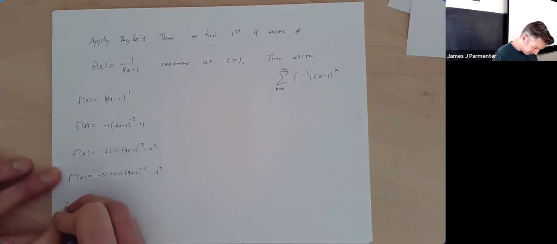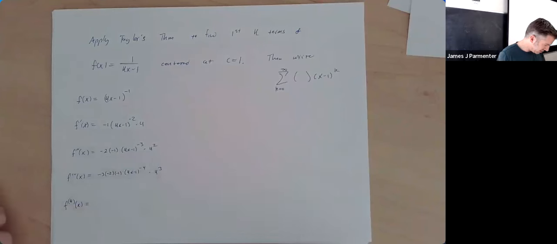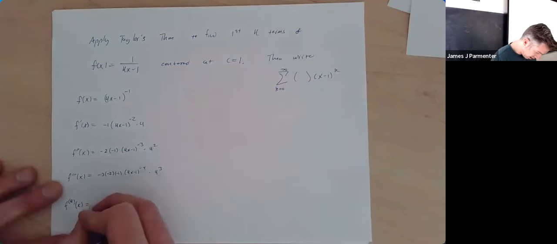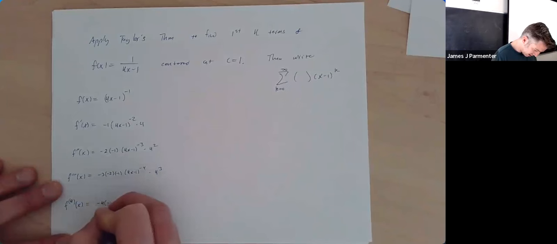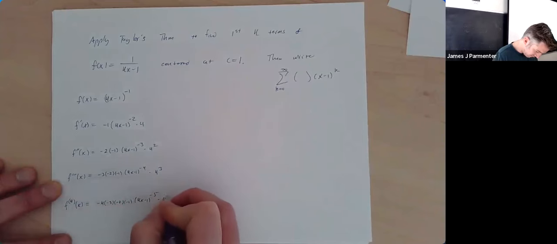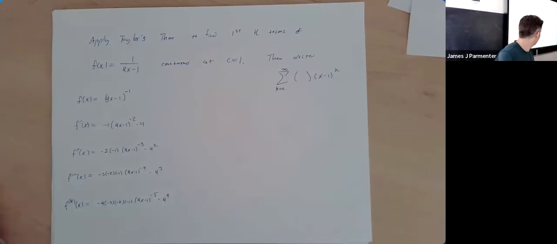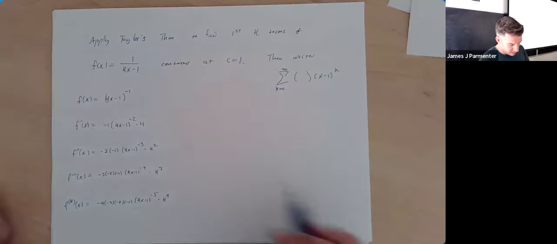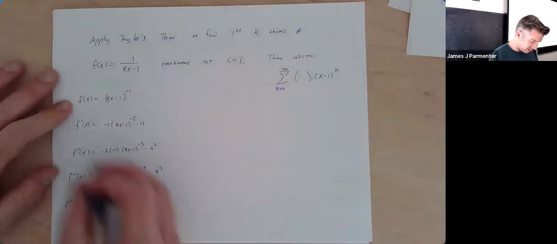And finally, my fourth derivative. I guess technically the way this is phrased, the first 4 terms would be using these 4 things. So I probably technically shouldn't find this one, but I'm going to do it anyway. It is going to be negative 4 times negative 3 times negative 2 times negative 1 times 4x minus 1 to the negative fifth times 4 to the fourth.